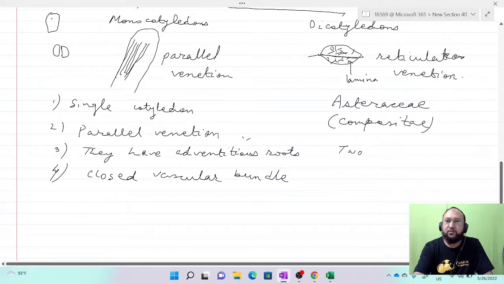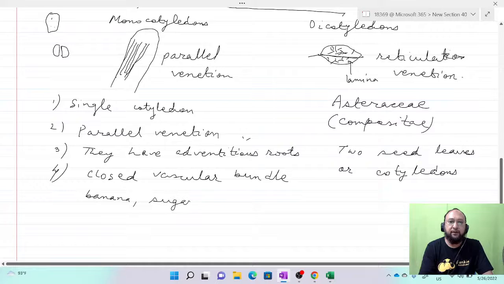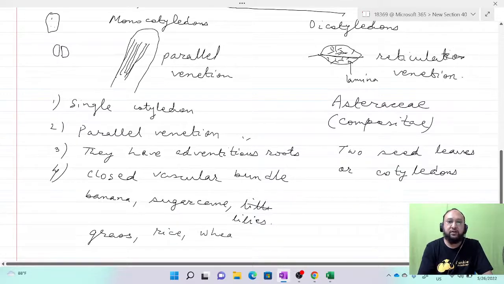Two seed leaves, or cotyledons, like we find in case of beans, gram, pea plant, etc. And in case of the monocotyledons, the examples are banana, sugar cane, lilies, grass, rice, then wheat, etc. Here for dicotyledons, the examples are pea plant and beans.